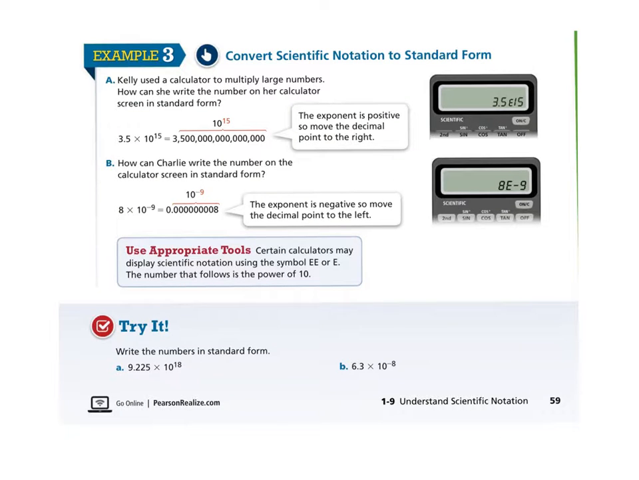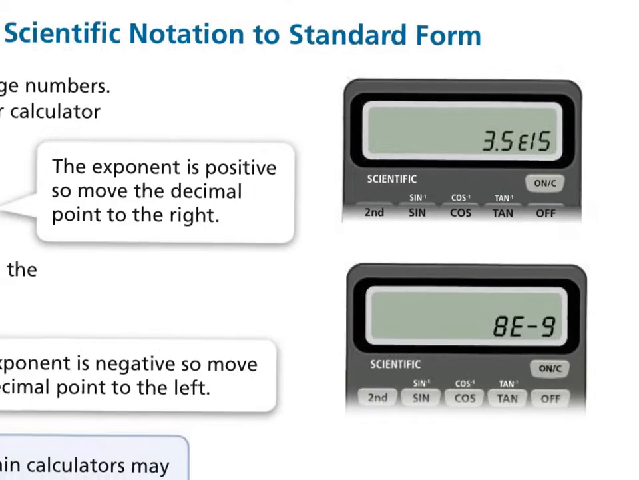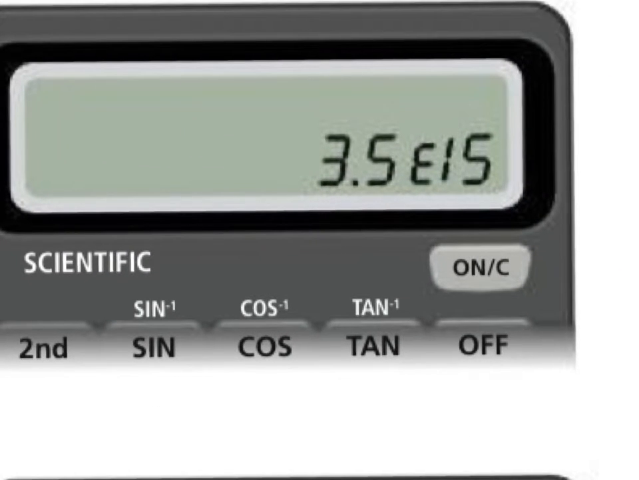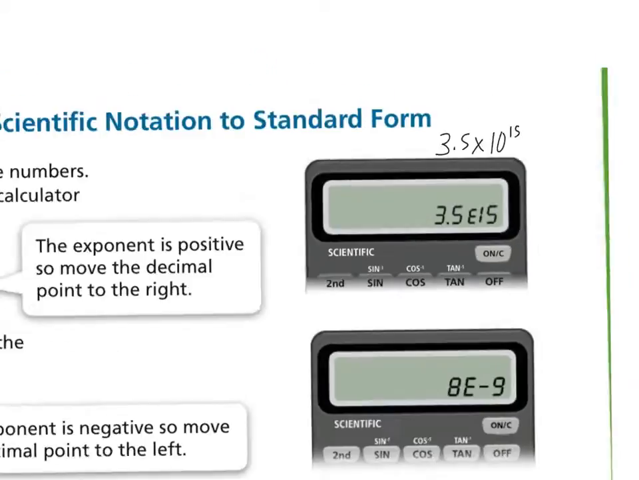So example 3, Kelly used a calculator to multiply large numbers. How can she write the number on her calculator screen in standard form? What happens sometimes is if you have really big numbers when you're working this out on a calculator, you might get an answer like this. Basically what that means is the numbers would not all fit on the calculator screen. So this is the same as 3.5 times 10 to the 15th power. That's what that means. It just wouldn't all fit on the screen, so that's why they wrote it this way.